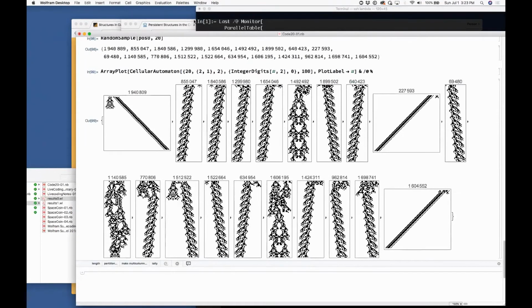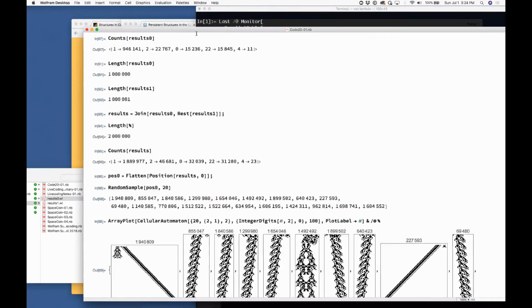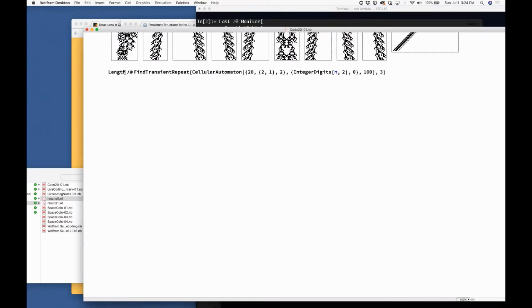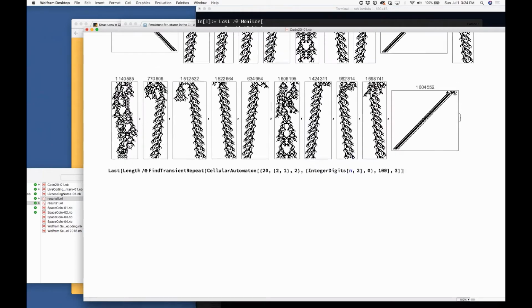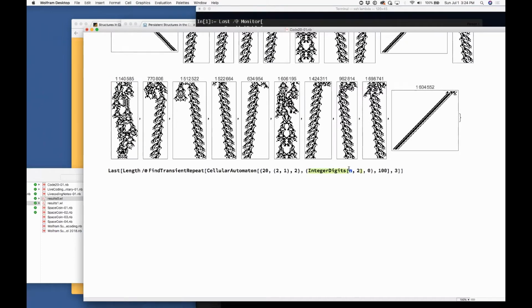So maybe what we need to do there to figure that out is to have a second level of pruning. The second level of pruning might be to run it a bit longer. So let's say length / find transient repeat. That will tell us for a given one of these. Let's take this one here, 1140585. That one gave 0 up to that length, but I reckon if I run it for 200 steps, it's going to die out.